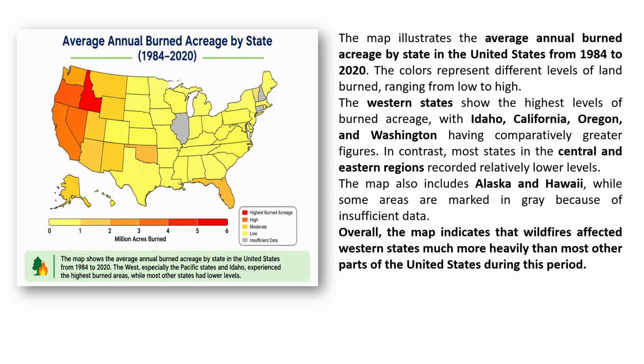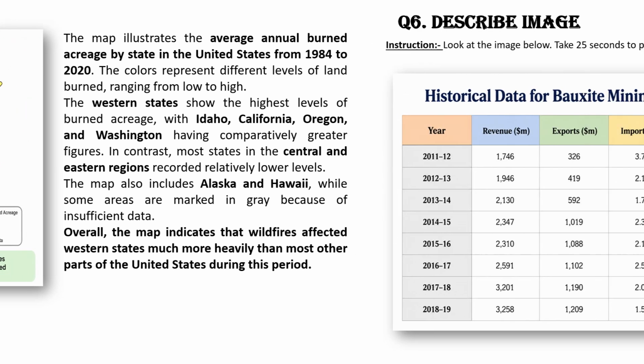The map also includes Alaska and Hawaii, while some areas are marked in gray because of insufficient data. Overall, the map indicates that wildfires affected western states much more heavily than most other parts of the United States during this period.